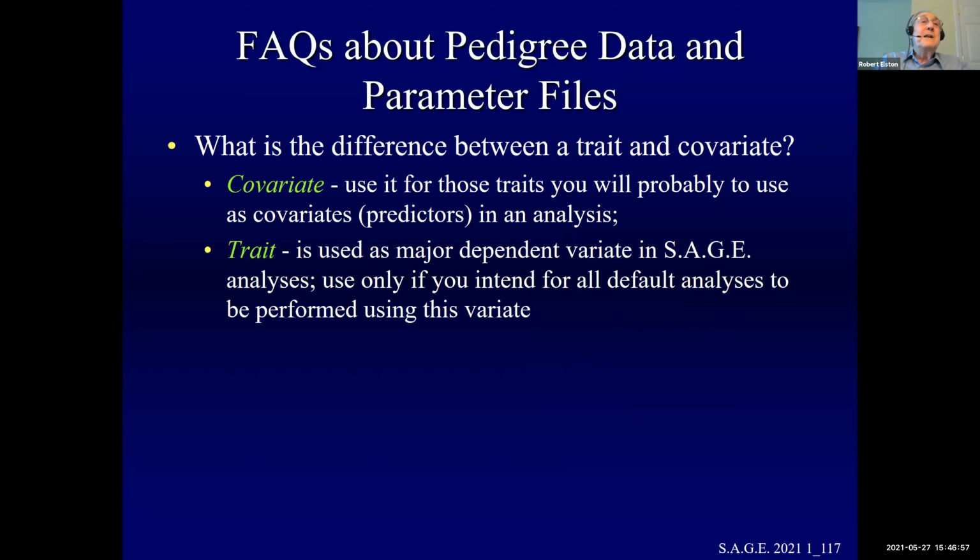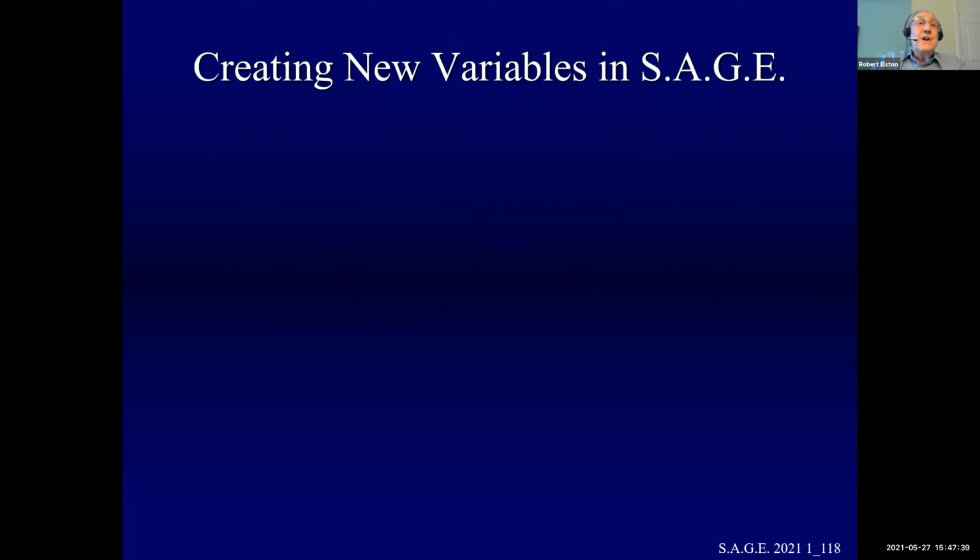So let us talk about some facts about pedigree data and parameter files. I've already mentioned what is the difference between a trait and a covariate. Use covariate for anything you want, and specifically for covariates and predictors in analysis. But when you use the word trait, it's used as a major dependent variable, and it's program specific. The program will tell you, some programs will automatically analyze one trait after another. So you only use the word trait if you intend it to be used for all default analyses to be performed with this variable.